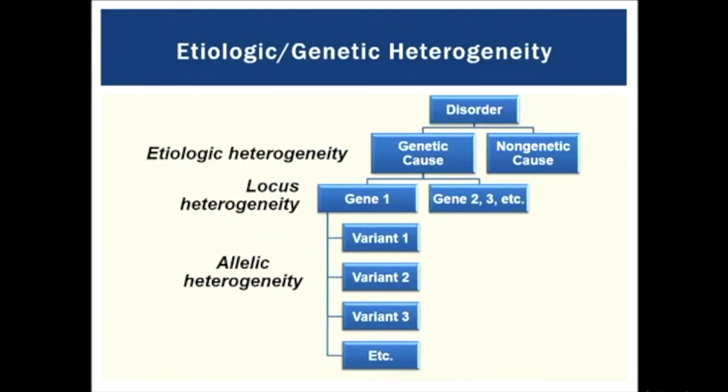So this genetic and etiologic heterogeneity is important at multiple levels. If you start with a disorder, most complex diseases have both genetic and non-genetic causes in different individuals. Within the genetic causes, you have different genetic loci, different genes that influence risk. And even within a single gene, you can have various different variants that influence risk. So here we have allelic heterogeneity. The different genes we refer to as locus heterogeneity, and the genetic and non-genetic causes we refer to as etiologic heterogeneity.